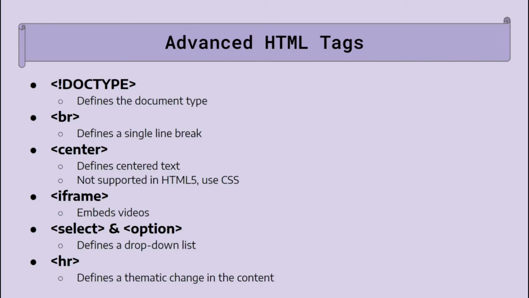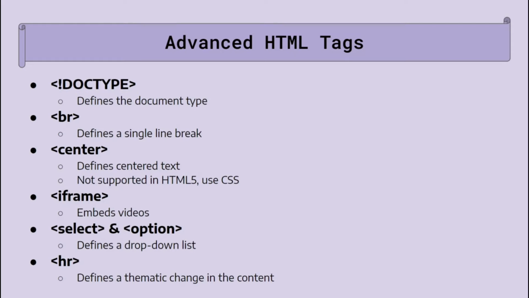Now we will learn some new HTML tags. The doc type tag defines the document type. In our case, this would always be HTML. The BR tag creates a single line break within your website. The BR tag does not need a closing tag. The center tag makes the text center. However, this tag is not supported in HTML5, so if you're using HTML5, you would need to use CSS instead. Replit supports this tag, so we don't need to worry about not being able to use it.